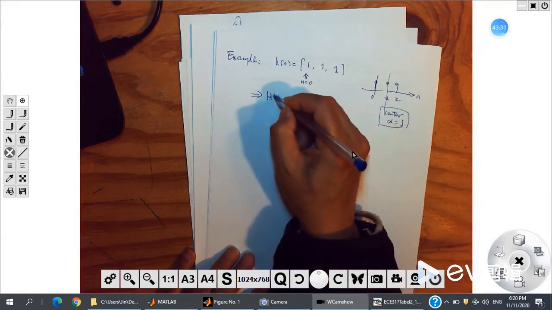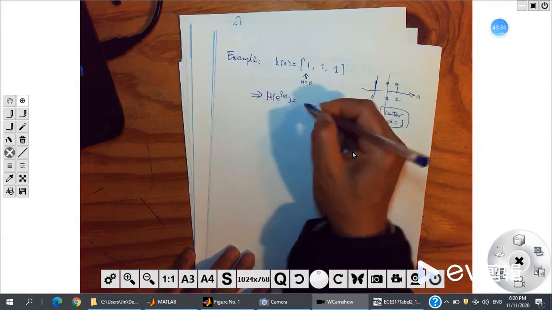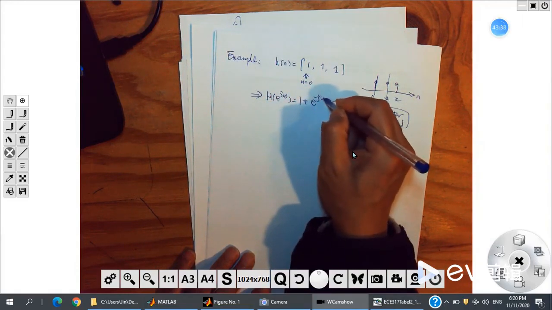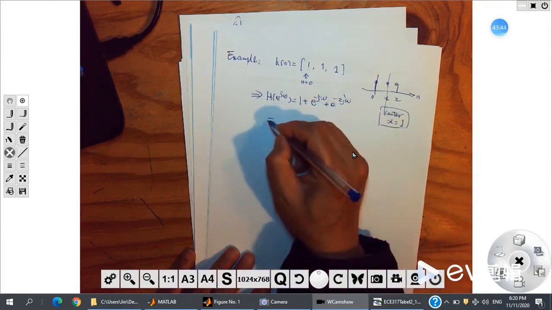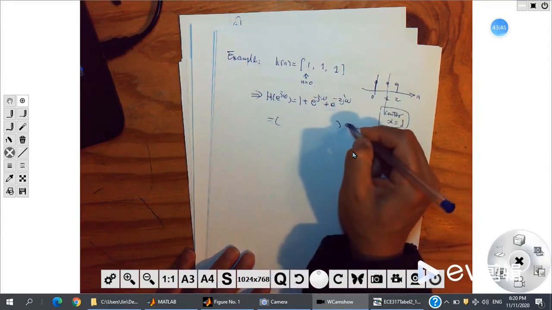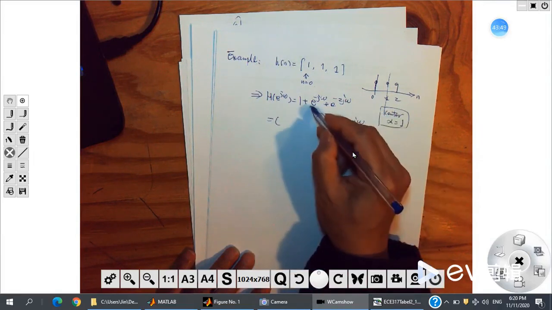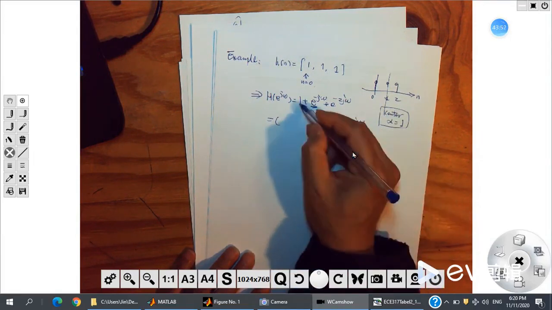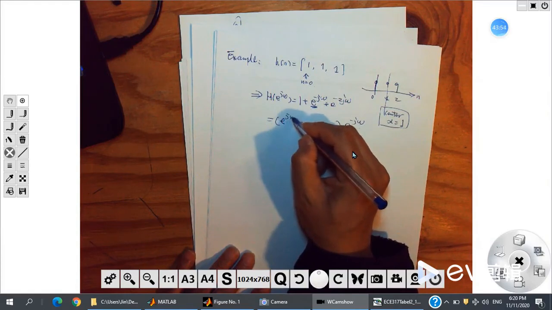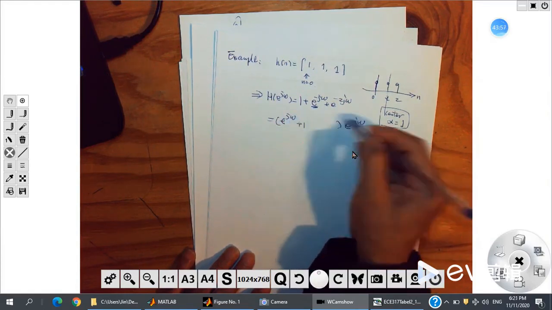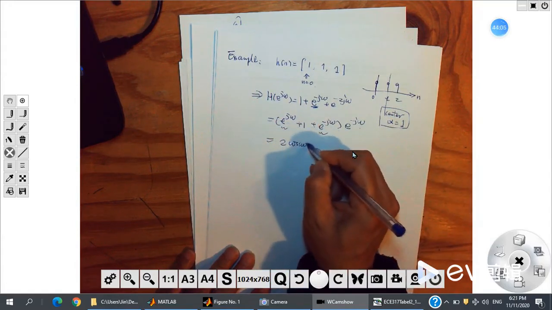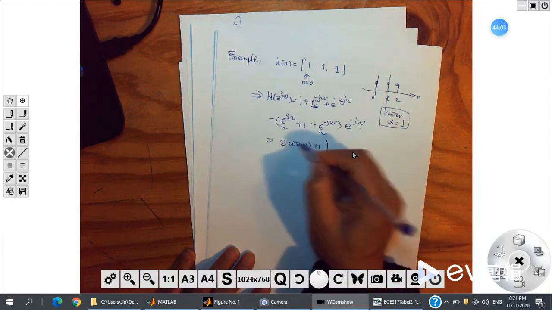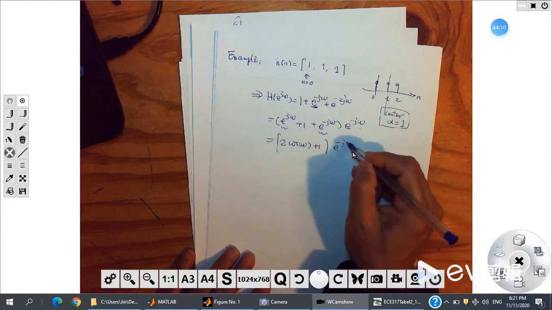But H of e to the j omega is what? It is 1 plus e to the negative j omega plus e to the negative 2 j omega. Then I want to write it as a real part times e to the negative j omega. I have the center one in this one, I moved it here. Then this one I have e to the positive j omega left, and here's 1, here's e to the negative j omega. So these two I combine. I have 2 cosine omega plus 1, and e to the negative j omega.